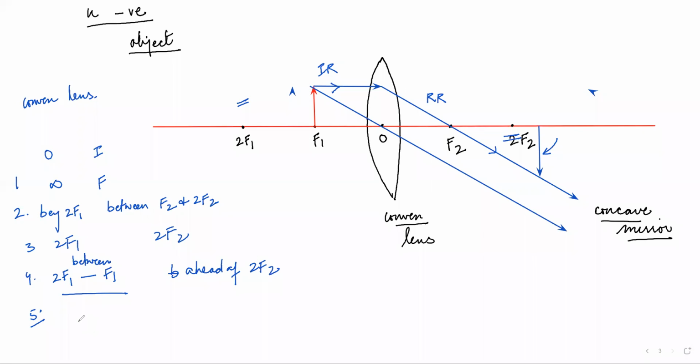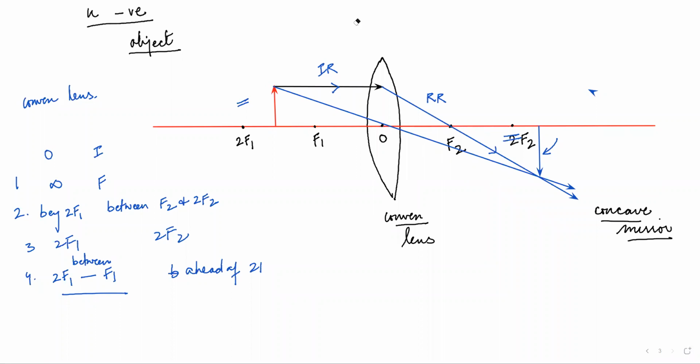So here the object was at F1, at focus, just like concave mirror, and the image is at infinity. It will be inverted. It will be real, and it will be highly magnified, because as you go down and down, this size is increasing. So, okay, fine.